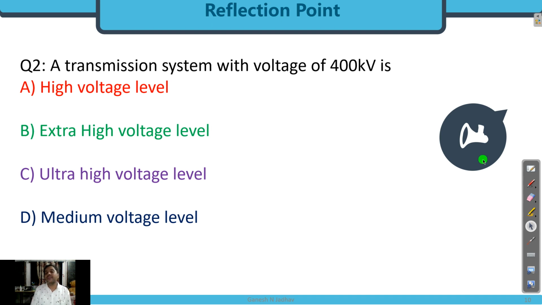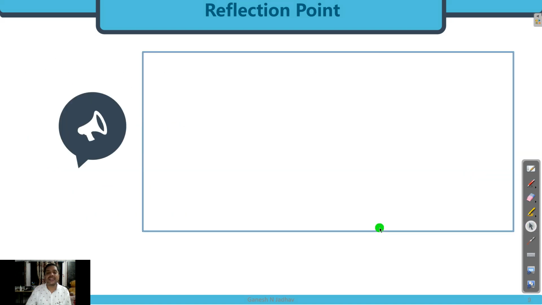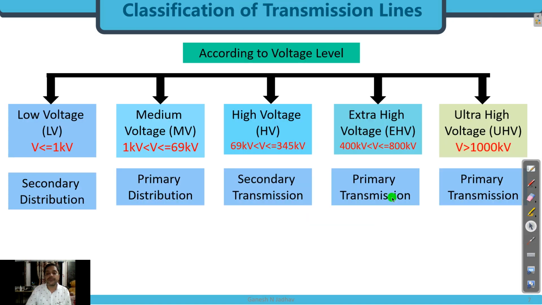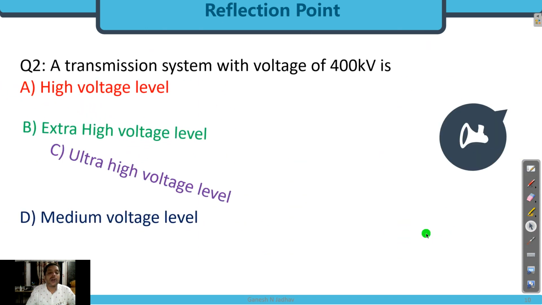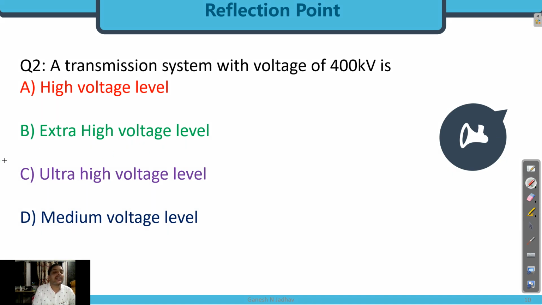Hope you have answered this question. As I discussed in the earlier slide, 400 kV comes in the category of EHV transmission line. Up to 345 kV, it is in the HV category. 400 kV and above, it is in the extra high voltage category. So hope you got the correct answer. In this case, it is extra high voltage, so the correct answer is B, extra high voltage. Let's come to the next slide.